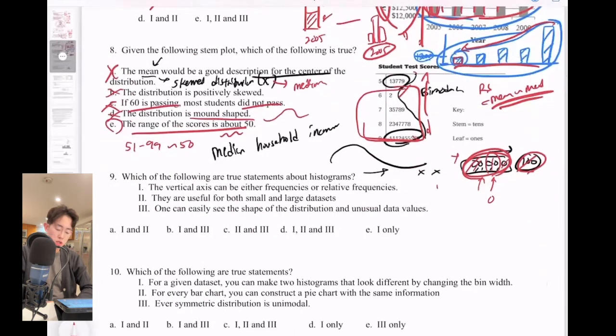Which of the following are true statements about histograms? So for histograms, the vertical axis can either be frequencies or relative frequencies. So frequencies we already know. So what is a relative frequency? A relative frequency means it's the percentage out of the total.